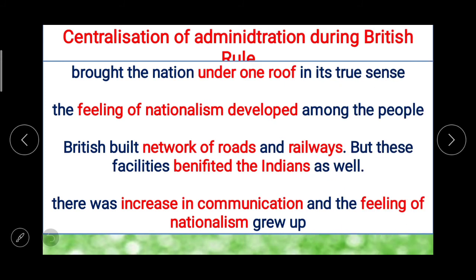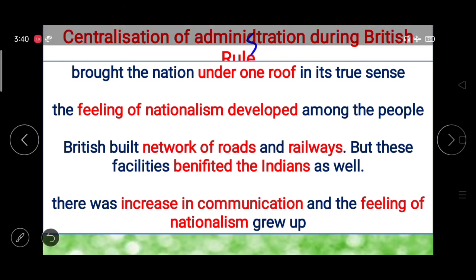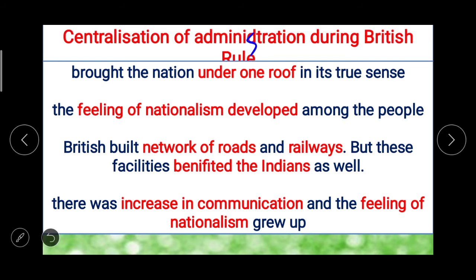So now in this topic, the first point, centralization of administration during British rule. Due to the British administration, its implementation on India brought the nation under one roof in its true sense, and due to identical reforms all over the country and equality before law, the feeling of nationalism developed among the people. Now people were one in front of the law and also for education.